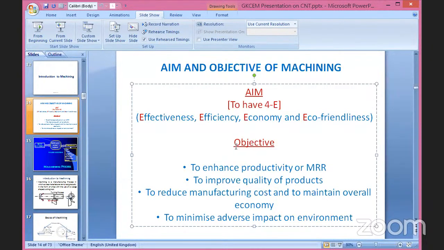And what are the basic objectives? To enhance productivity or material removal rate. That is very important because you have to produce certain objects by taking less time. To improve quality, so you can make some items very fast, but you should maintain the basic quality that is desired. Then to reduce manufacturing cost and maintain overall economy, and to minimize adverse impact on the environment. This eco-friendliness is also one important issue nowadays that people are giving a lot of thrust.